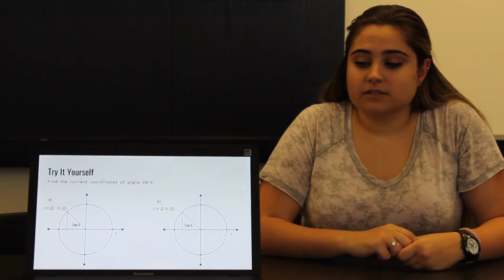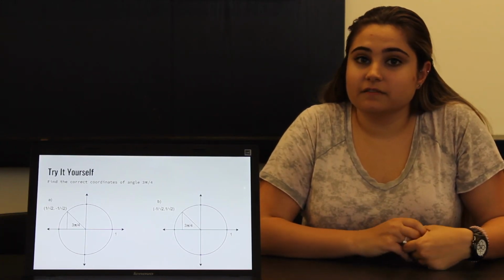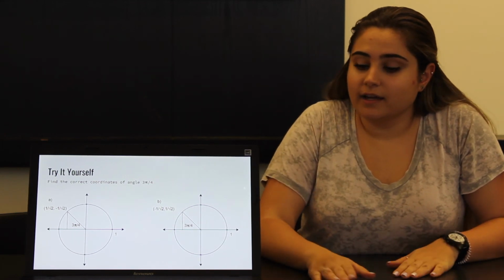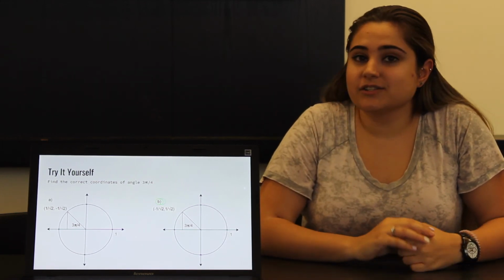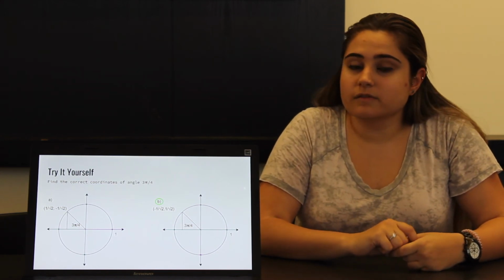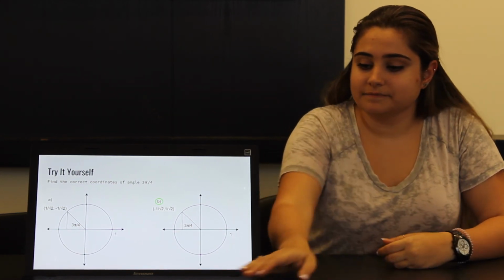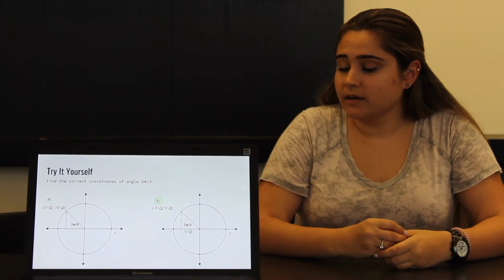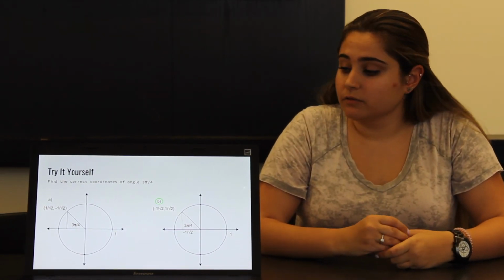Alright, so I hope you guys had some fun trying to figure out what the answer was. And let's see. The answer is B. The correct answer is -1/√2 and 1/√2. Now let's see why. So we have our x value as -1/√2.